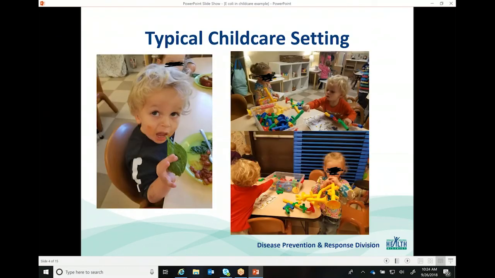So I'm going to start here by just giving you an example of a typical childcare setting. This is a picture of my baby, Oliver, the little boy with the blonde curly hair, in his little toddler classroom. Children will often eat and play in the same spot all day, and this is apparent in this slide. Oliver here is sitting and eating his little lunch right in the same spot where they play with their toys and do their activities.